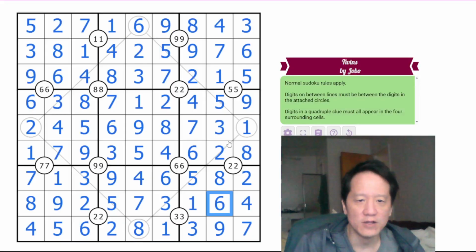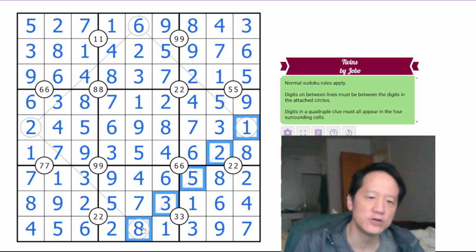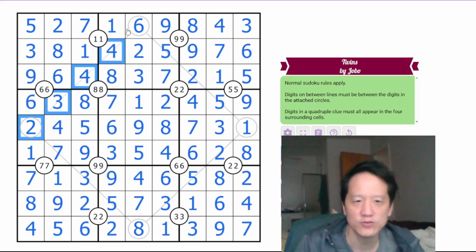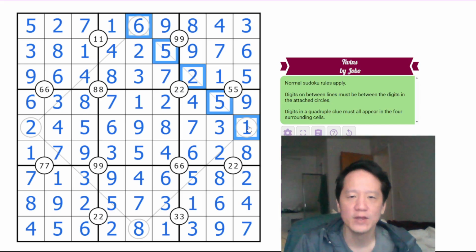Yeah, it took me a little longer. I'm not usually good with quads and between lines, actually, but I thought this would be a good introduction for you guys because it's good to know these different rule sets so that you can do a variety of variant Sudokus.